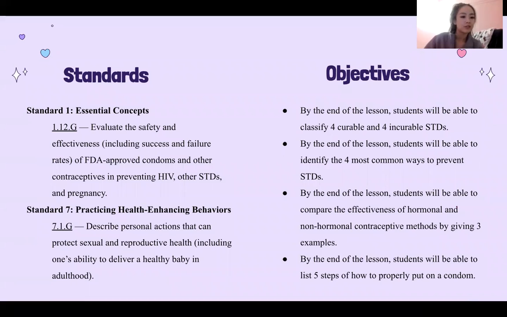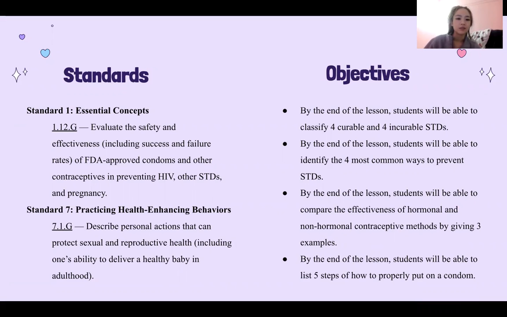So our standards for today: Standard 1, Essential Concepts. Evaluate the safety and effectiveness, including success and failure rates, of FDA-approved condoms and other contraceptives in preventing HIV, other STDs, and pregnancy. Standard 7, Practicing Health-Enhancing Behaviors. Describe personal actions that can protect sexual and reproductive health, including one's ability to deliver a healthy baby in adulthood.